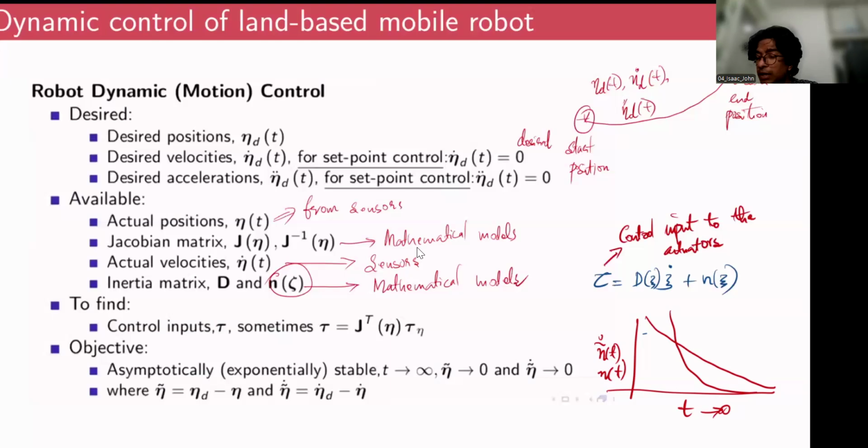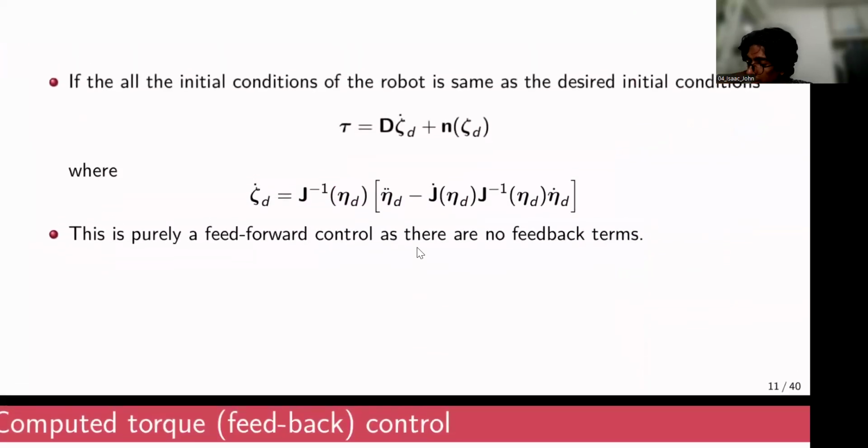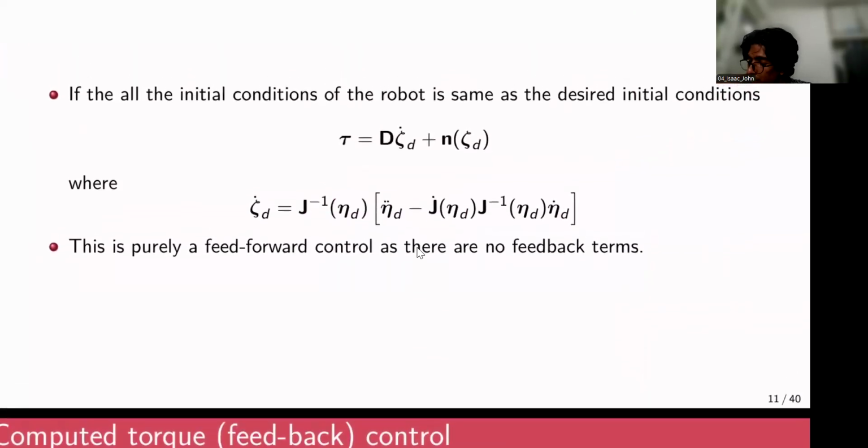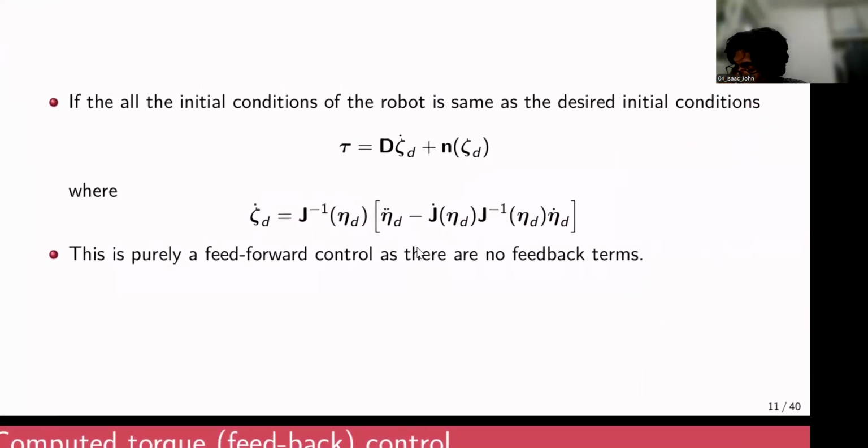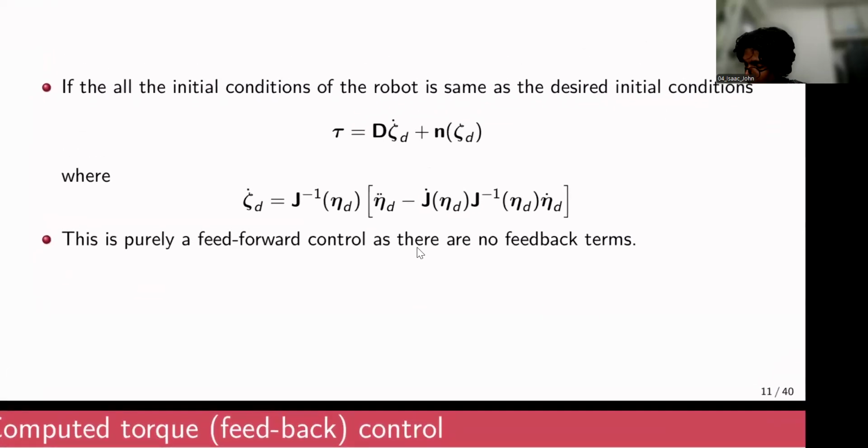So how do we do that? Just like in the previous cases, we have two schemes. The first one is called the inverse dynamics control, where in this case you already know the dynamic equations of motion, which has tau as nothing but d of zeta, zeta dot plus n of zeta.